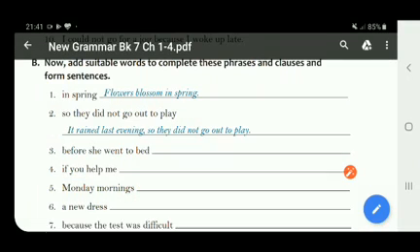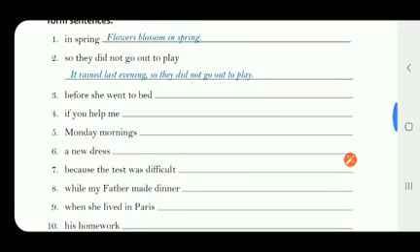Now children, we'll move on to the next exercise in which you have to add suitable words to complete the phrases and clauses and form meaningful sentences. The first two have already been done for you. The rest, later you all have to do on your own. You have to use your own words to complete these phrases and clauses and make meaningful sentences. This is your home assignment.